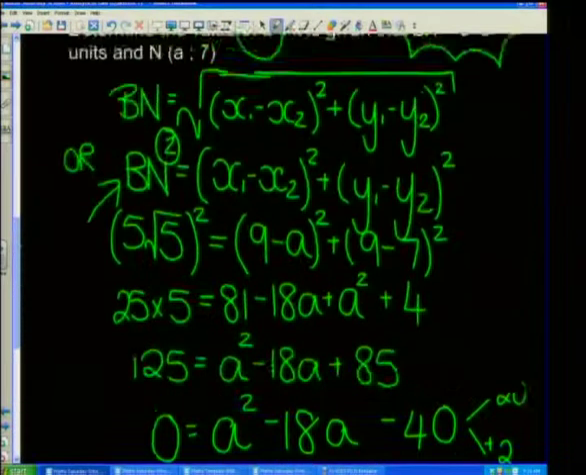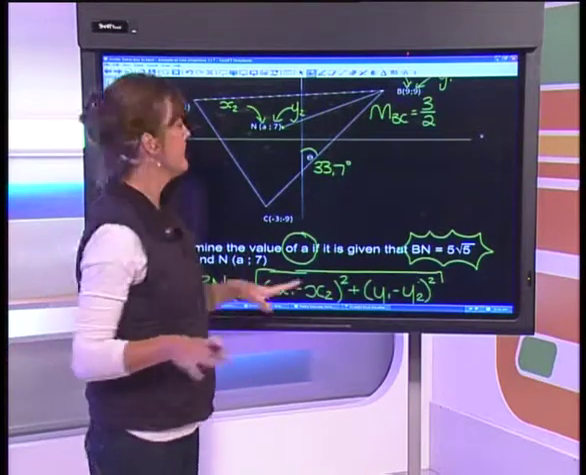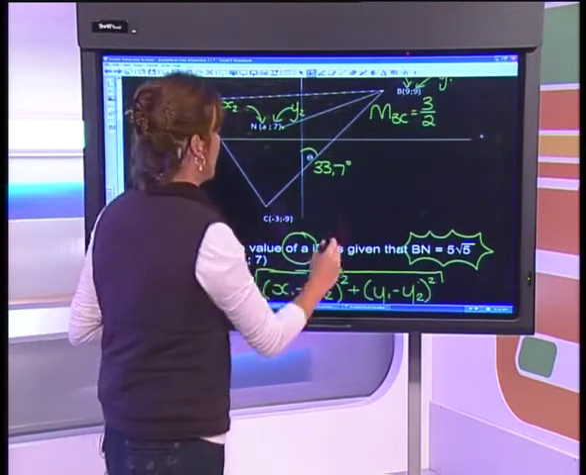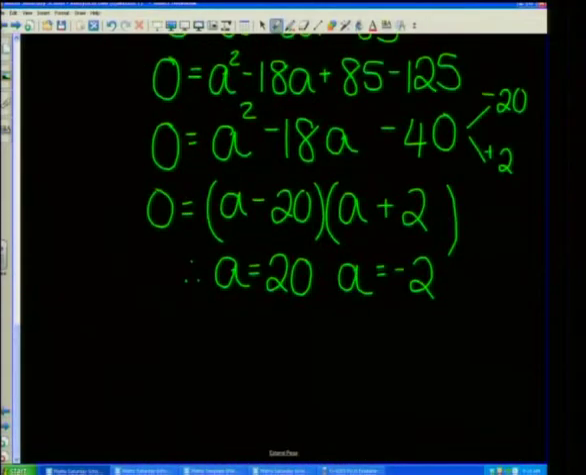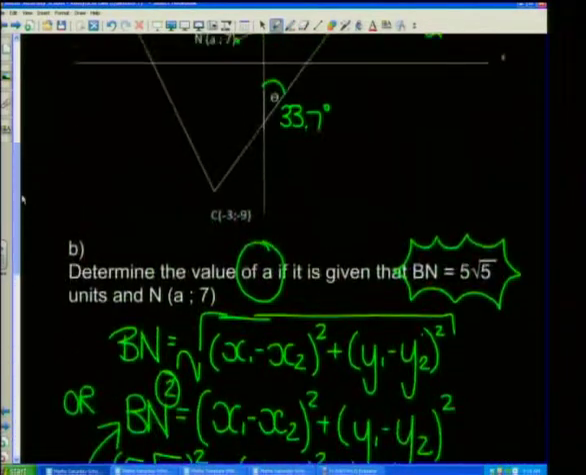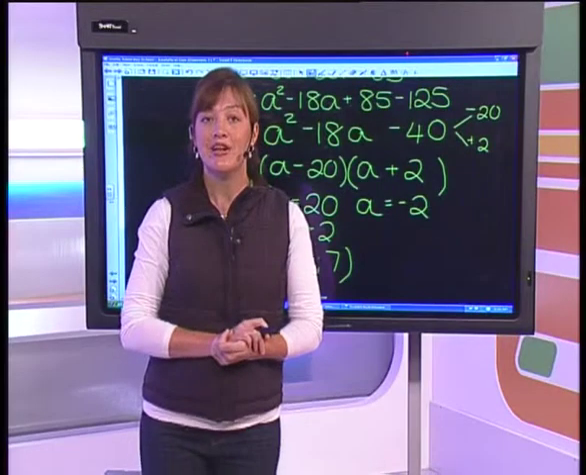Let's take a quick look at our diagram here. Is it possible that my a value at that point could be positive 20? No. Is it possible that it can be negative 2? Absolutely. So therefore, we are going to say that our value for a is negative 2, giving us the coordinates of point N as (negative 2, 7), as the y value was positive 7. Right, and that's that question done.